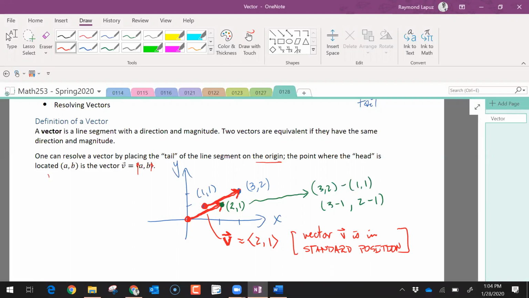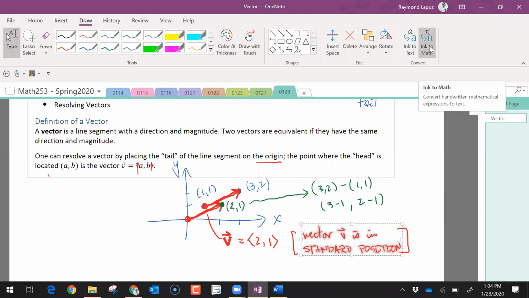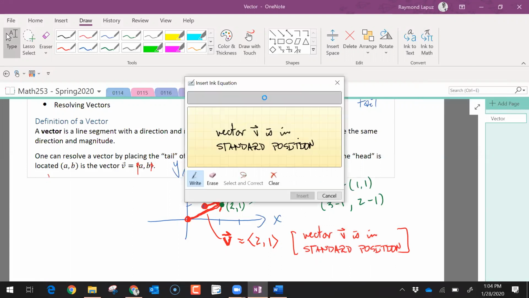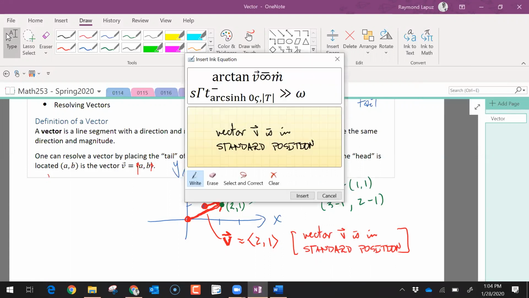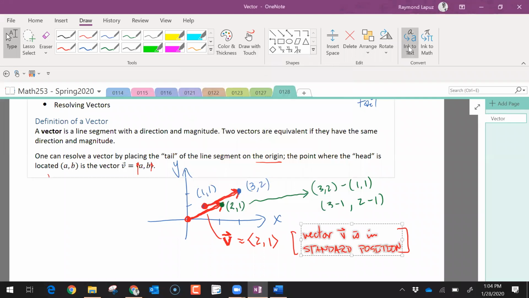Okay. Yeah, let me try something here. Not quite. How about just regular text? Ooh, closer. All right. It's even the same color.